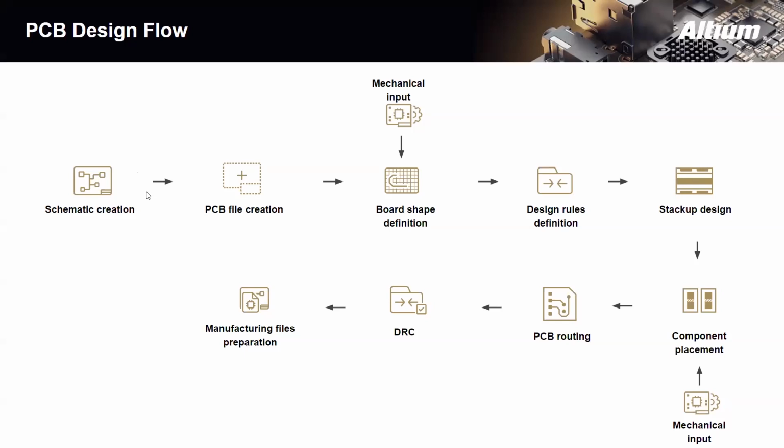Obviously, we start with schematic generation, then move through the usual route for developing the design of the PCB, finishing in something that's actually manufacturable. Now, the two particular stages of this process where mechanical input is likely to be required are the board shape definition, and it may well be the component placement as well.